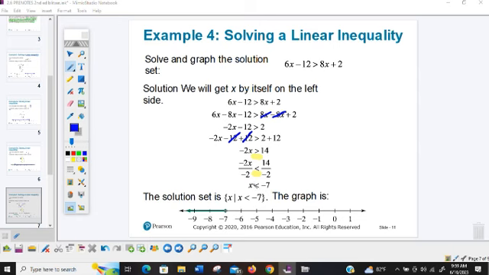Now I'm ready to graph it. Open dot because I do not have an equal to, and I follow the arrow. I shade to the left. That means everything that's shaded makes this original equation true. The 7 is not shaded in, so it won't work, but everything less than negative 7 will. Okay?